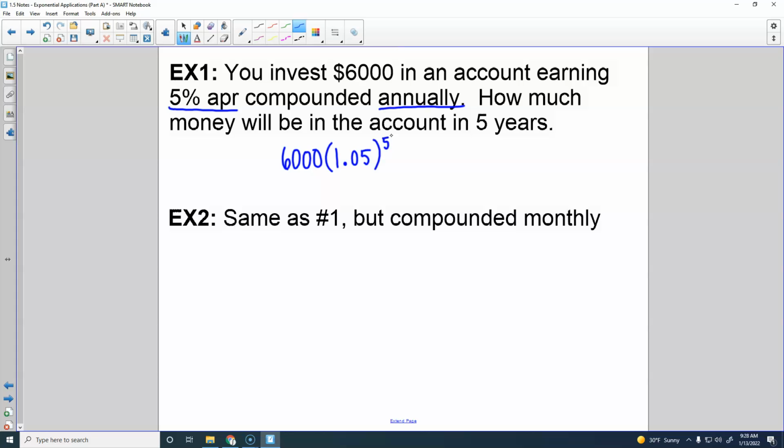Now, your percentage rate time and your time you're plugging in have to match. So I've got annual percentage rate, I'm plugging in years. So that's fine here. And so if I type that in, some of you already typed it in, what do we get? Okay. So $7,657.68.